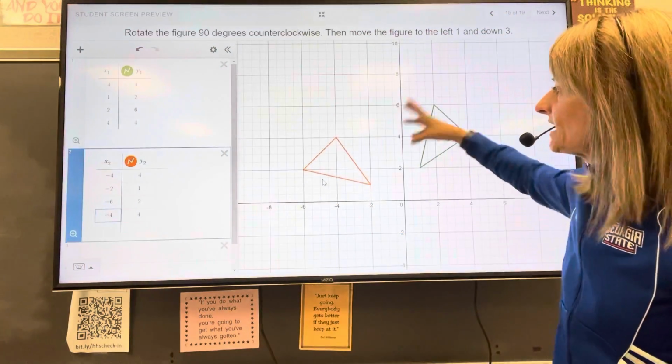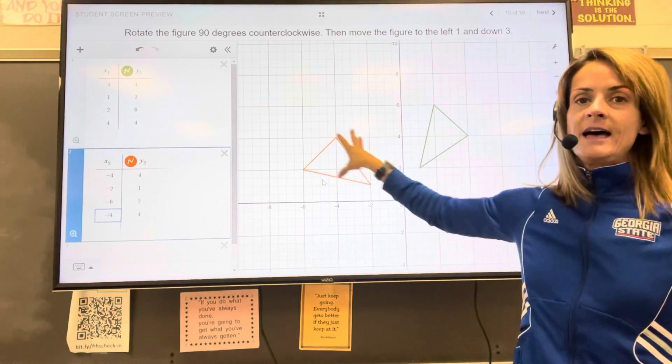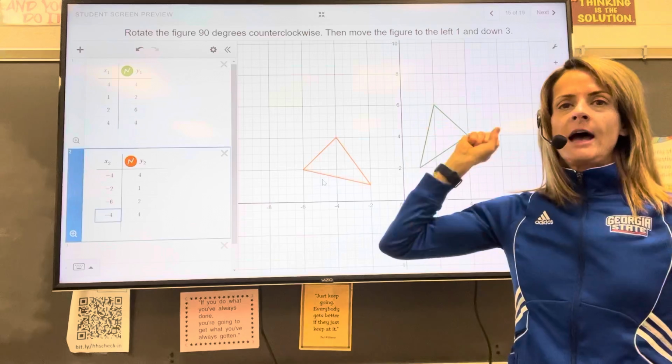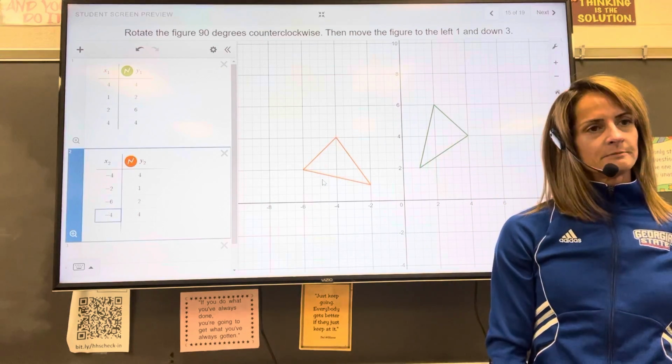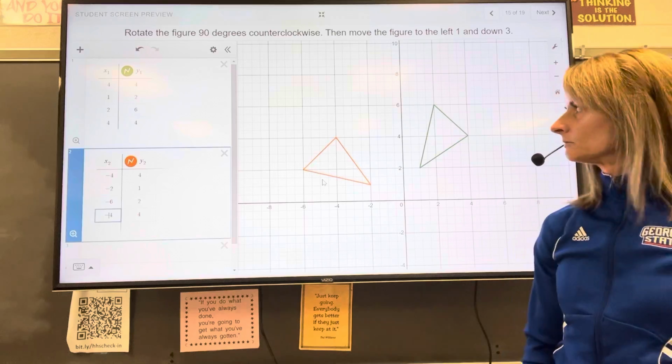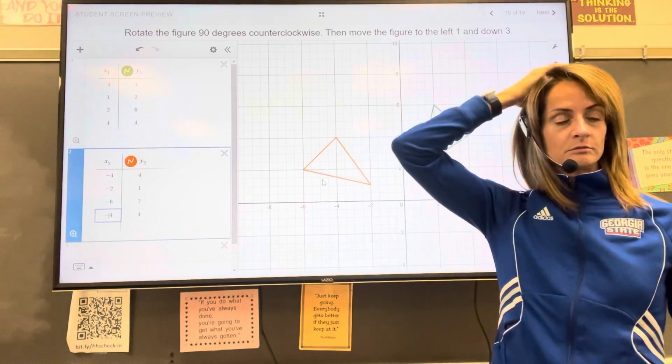So here we've got a rotation, and now we're going to have a translation. So we have to move this orange figure to the left 1 and down 3. How are we going to do that? That was from the first unit, or the first lesson. Translation. All these, we have to do something to these coordinates. What should we do?